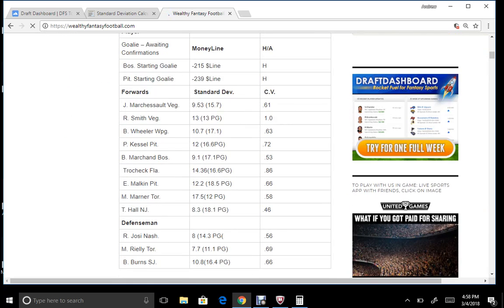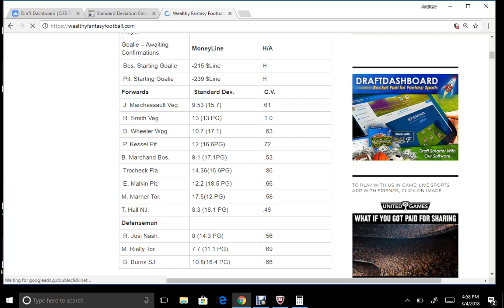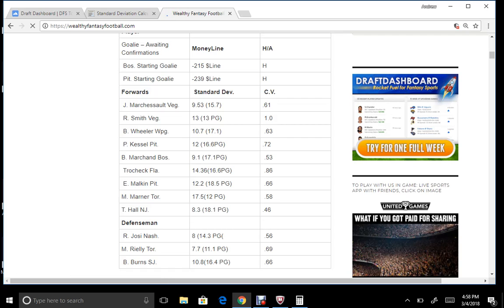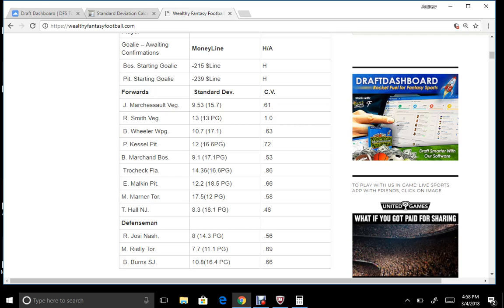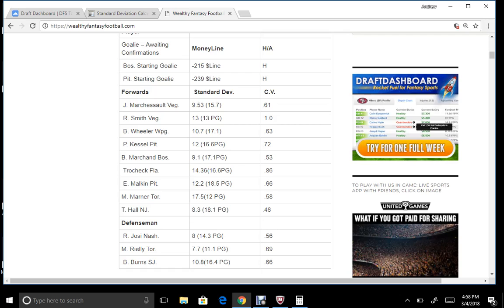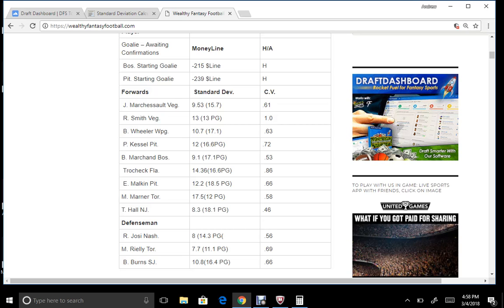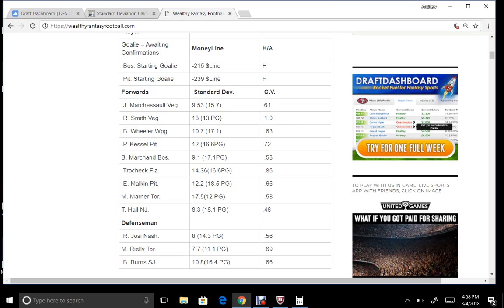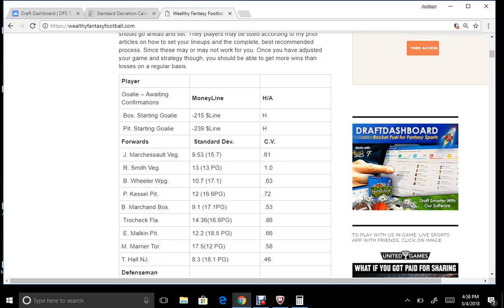For example, a forward, Marchessault from Vegas, with a standard deviation or upside of 9. Remember, the defenseman we just did was at 5.9. This guy's at 9, so he has more upside because sometimes he deviates from his average, which is good. His average is 15.7 right here, and he gets a coefficient of variation, once again good, of 0.61. Although Riley Smith, who happens to skate on the same line for Vegas, averages 13 with a standard deviation of 13. Obviously, 13 divided by 13 is 1, so he's not as consistent an option. But if you're stacking, he could still be a good option on a cash play. You just want to not take too many risks with other players that have a high coefficient of variation.